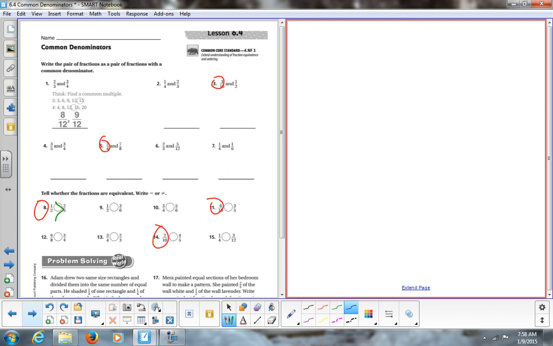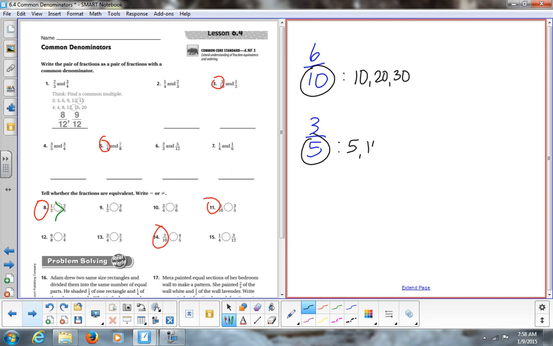All right. We have 6 tenths and 3/5. Okay, circle your denominator. And we're going to find multiples. 10 times 1 is 10. 10 times 2 is 20. 10 times 3 is 30. Do you think I have to go any further, or do you think I might have a common multiple already? Let's do some 5s and see. 5 times 1 is 5. 5 times 2 is 10. Oh, there's one, right? Okay, let's circle our common multiple.